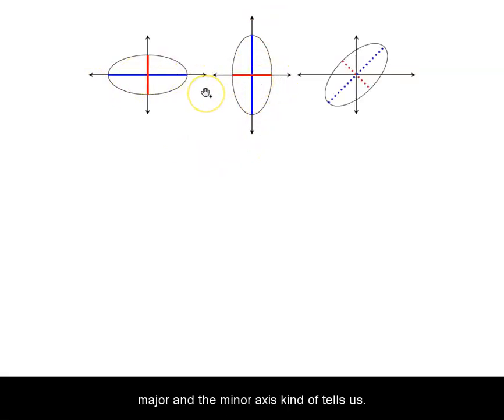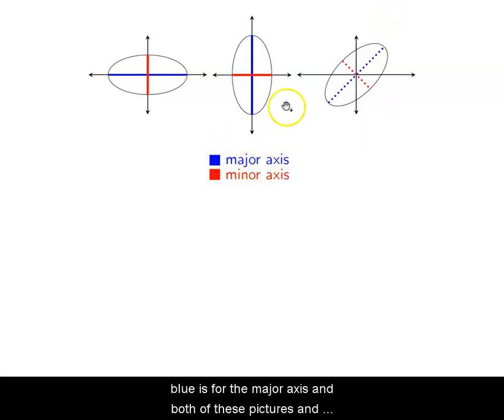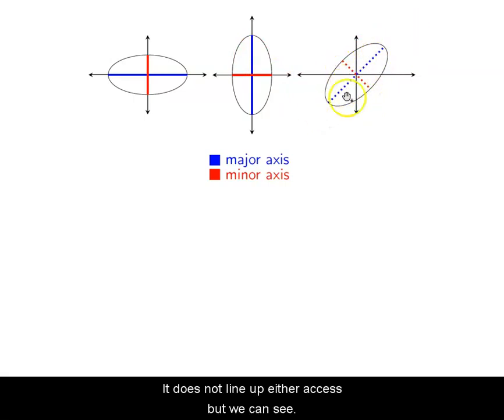So the major and the minor axis kind of tells us how the ellipse is orientated. So blue is for the major axes in both of these pictures, and the red is the minor axis. So here we have it flush or parallel with the x-axis. Here the major axis is parallel with the y-axis, and here the ellipse has been rotated, and you can see that it does not line up with either axis, but we can see where the major axis is and where the minor axis is.